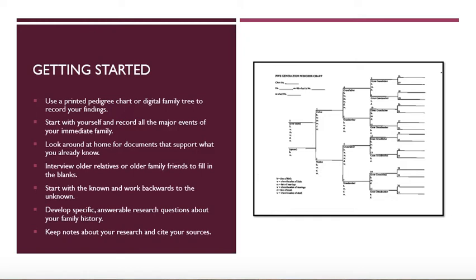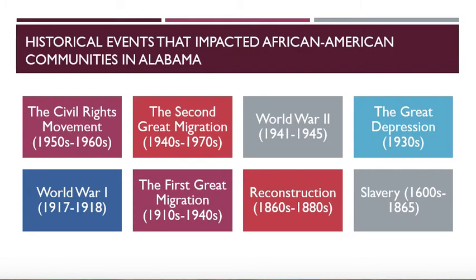Start with the known and work backwards to the unknown. Develop specific answerable questions about your family history. Keep notes about your research and cite your sources. It is also important to remember historical events and time periods. This can help you connect dots and make sure that your research questions or theories are logical. Here are some important dates to remember.